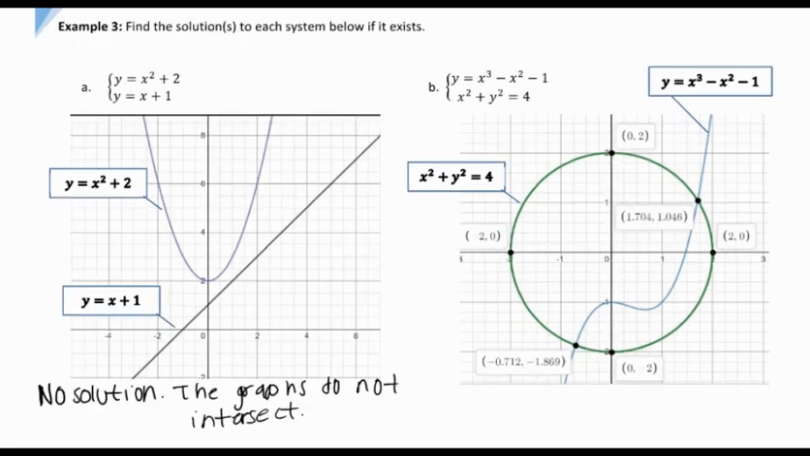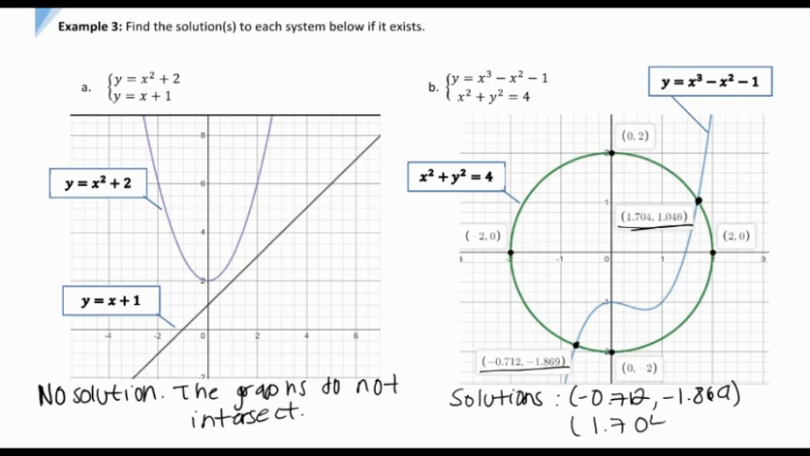For the second example, if you notice, our solutions are already pointed out, which is this one and this one. So those two are going to be my solutions. So solutions: negative 0.712, comma, negative 1.869, and 1.704, comma, 1.046.